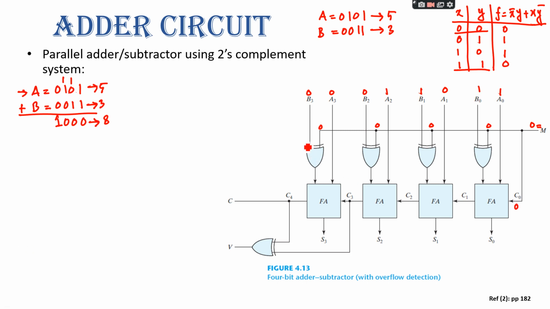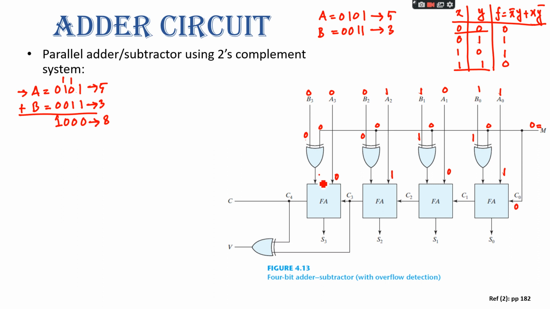So this 0 will come here, this 0 will come here, this 1 will come here, and this 1 will come here. So this A3 will come here 0, this 1 will come here, this 0 will come here, and this 1 will come here. So now what should be the output of this exclusive OR gate?